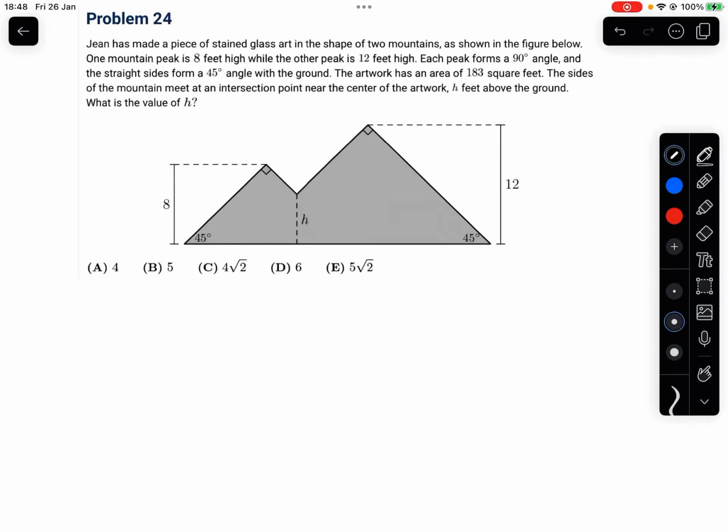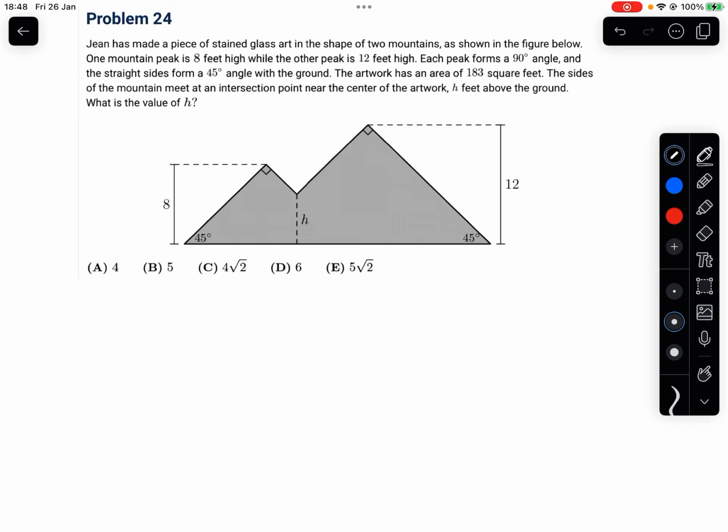Jean has made a piece of stained glass art in the shape of two mountains, as shown in the figure below. One mountain peak is 8 feet high, while the other peak is 12 feet high. Each peak forms a 90-degree angle under straight lines from a 45-degree angle of the ground. The artwork has an area of 183 square feet. The sides of the mountain meet at an intersection point near the center of the artwork, h feet above the ground. What is the value of h?